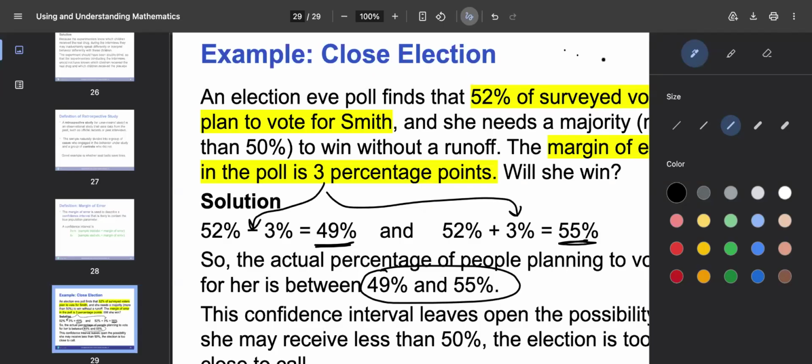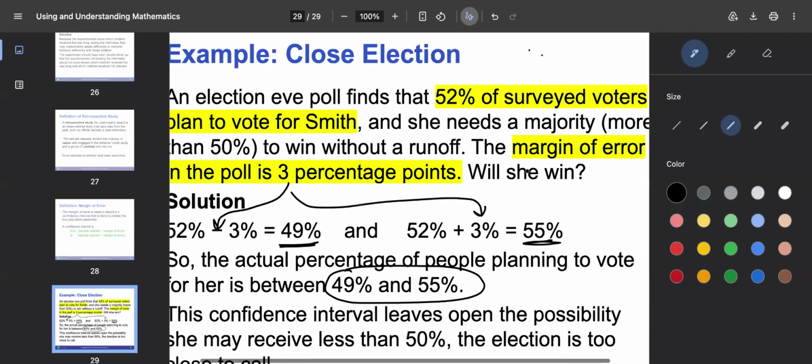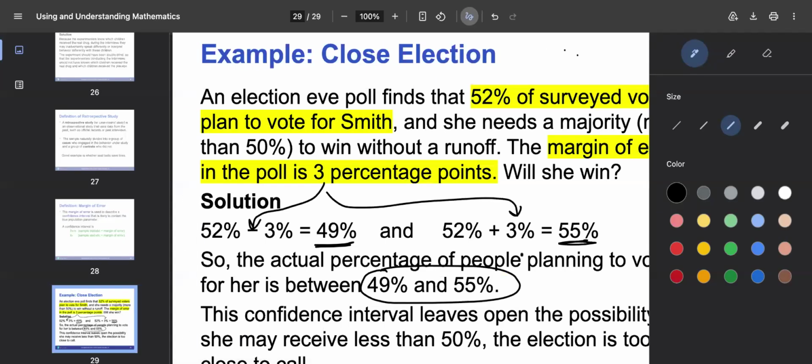So in this test, this range from 49 to 55 is what we can place our bet on. So the question was, will she win? Well, we don't have enough information to tell if she's going to win, because we can only place our money on the fact that we think it's 49% to 55%, that's the percentage of votes she's going to get. We know it's going to be 49% to 55%.